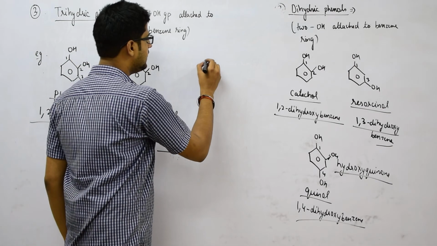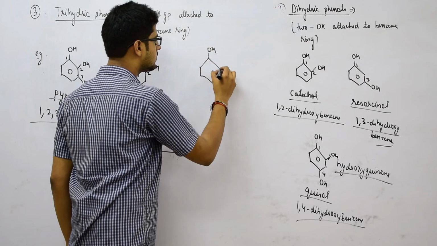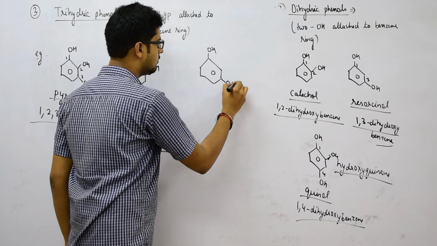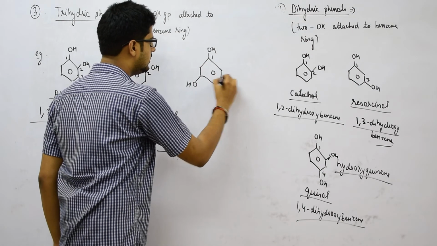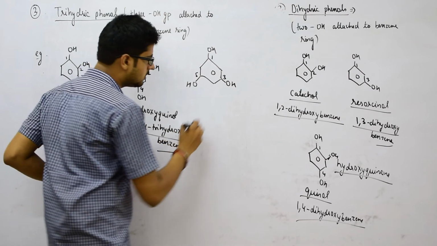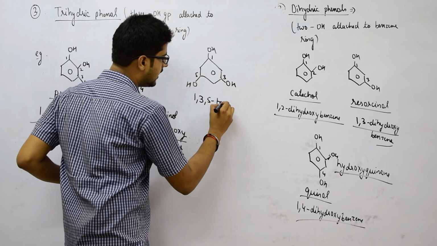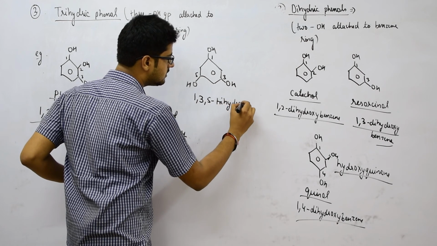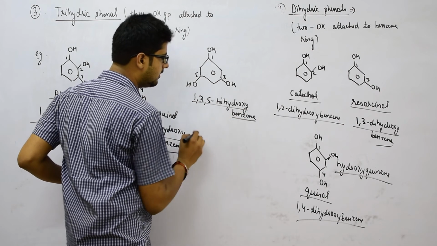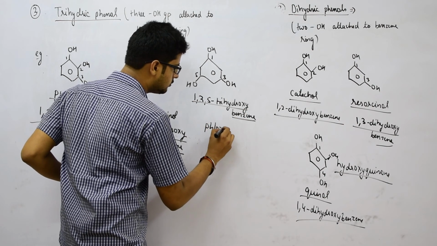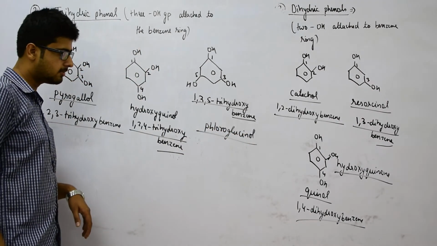The third example would be when the attachment of OH groups are at first, third and fifth carbon atoms. So it is called 1,3,5-trihydroxybenzene. That is its IUPAC nomenclature, or its common name is phloroglucinol. That is the common name, phloroglucinol.